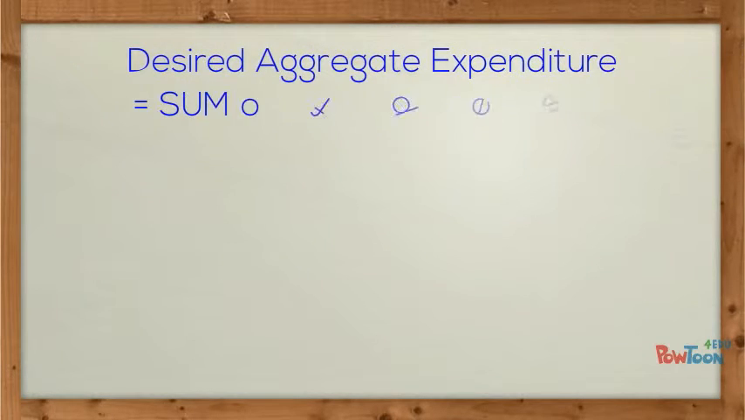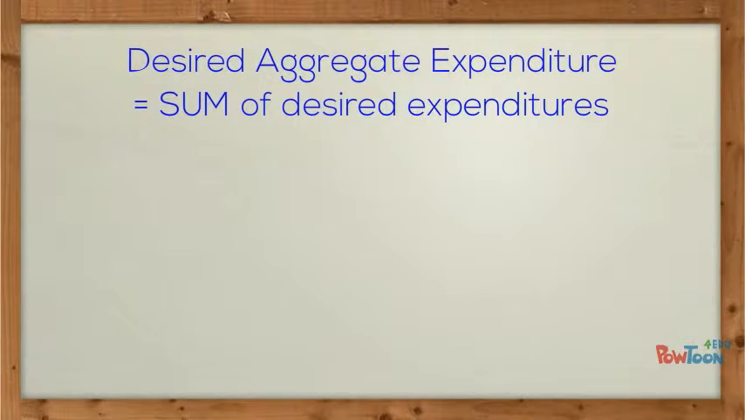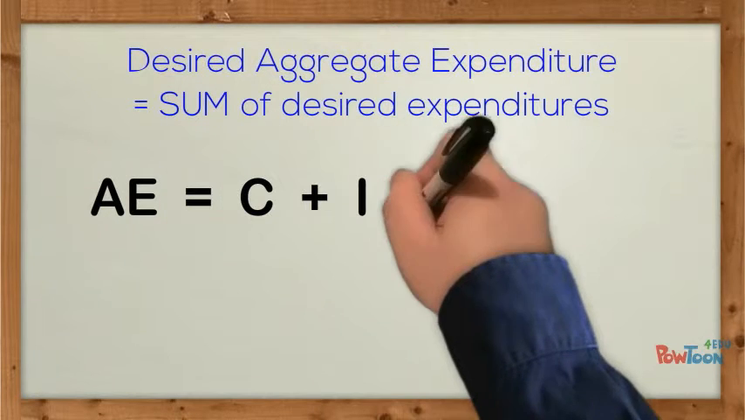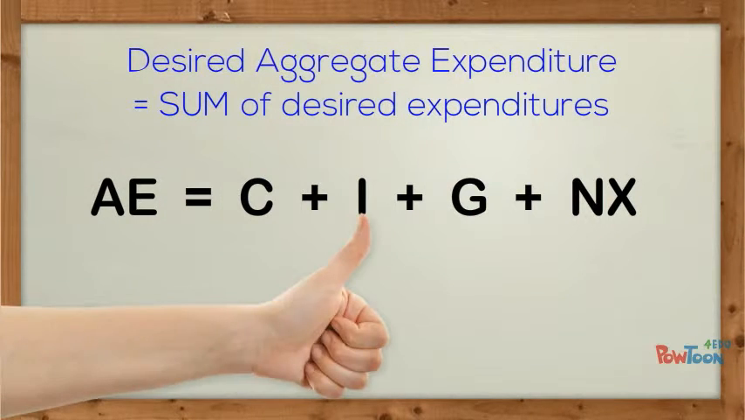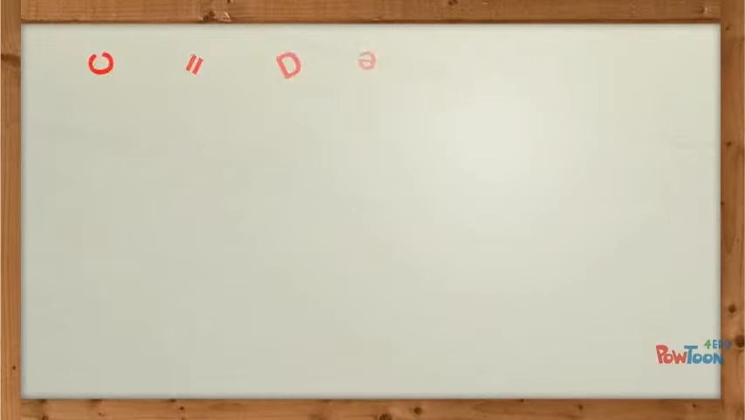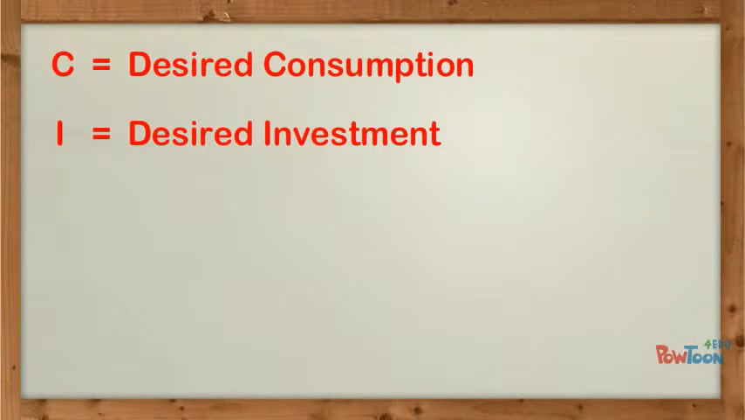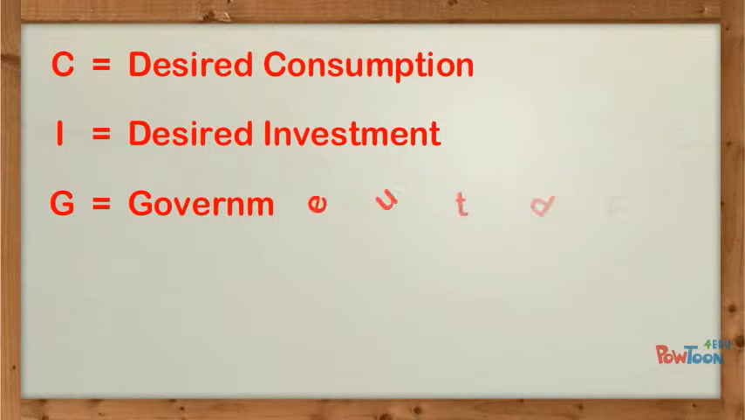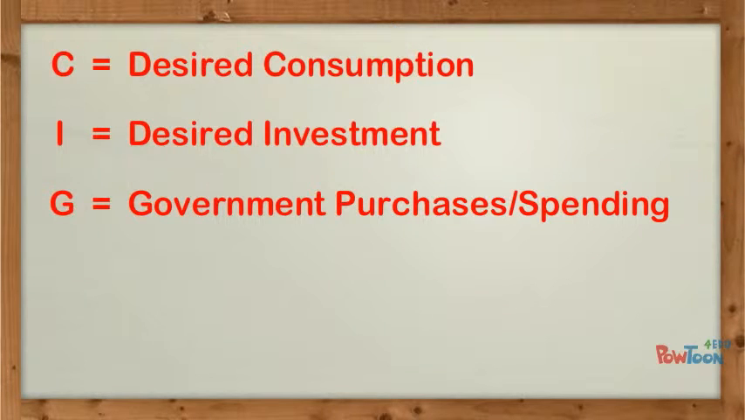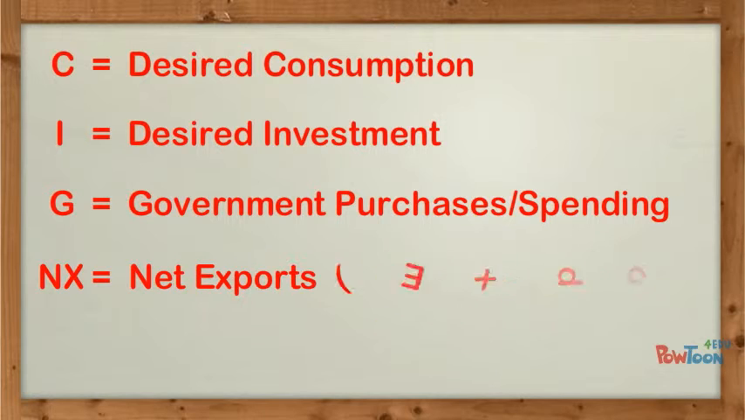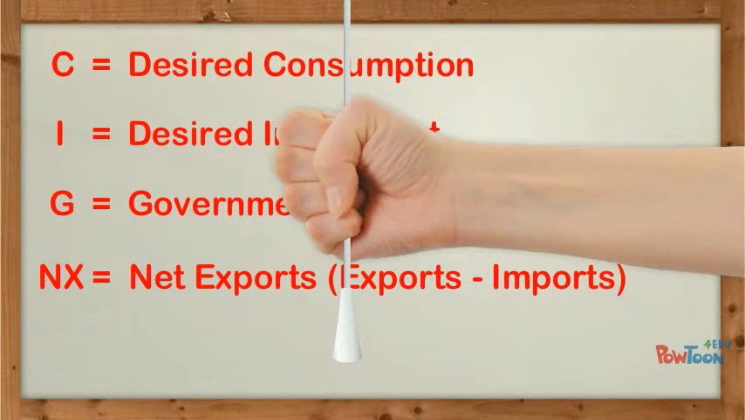Desired aggregate expenditure is calculated by the sum of desired expenditures on domestically produced outputs, given by the formula AE equals C plus I plus G plus NX, where C is equal to desired consumption, I is equal to desired investment, G is equal to government purchases and spending, and NX is equal to net exports, exports minus imports.